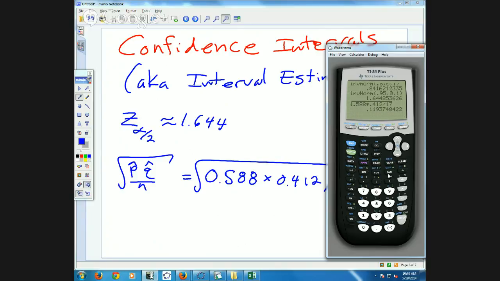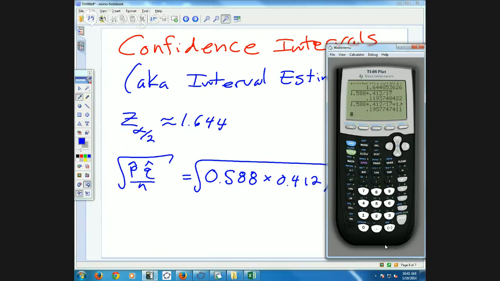Okay. So next thing I'm going to do is multiply these two numbers together. I'm going to take that answer and multiply it by my inverse normal, which we're calling 1.644. I get something that's about 0.19-ish. If I rounded that to 3 places, what would I call it? 0.196. Okay. Now, depending on where you rounded, you might get slightly different answers.